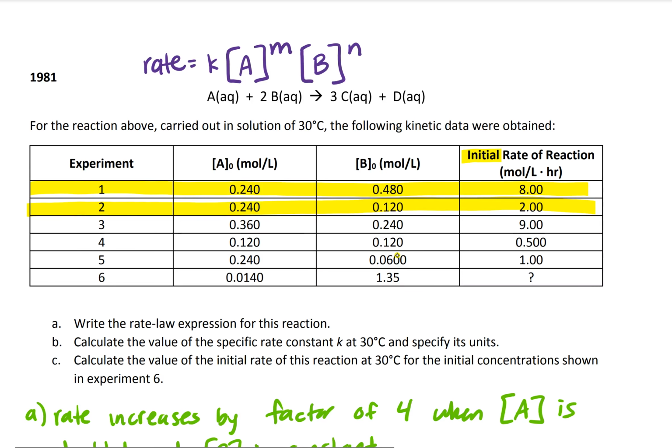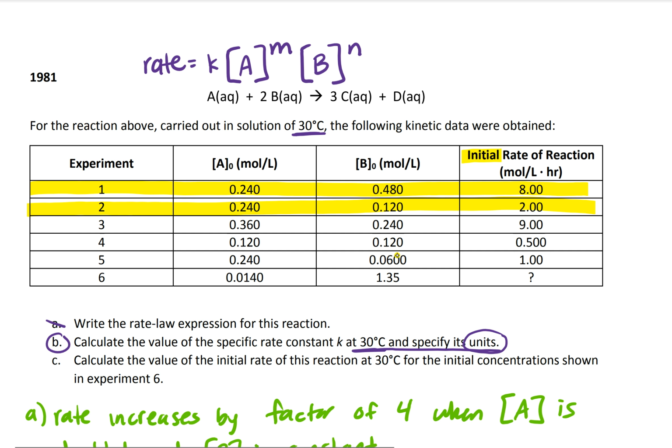Okay, now that we have solved part A, let's move on to part B. Calculate the value for the specific rate constant, little k, at 30 degrees Celsius and specify the units. So k is a rate constant, but it's only constant when temperature is held constant. So they're saying specifically at 30 degrees Celsius because this reaction was carried out at 30 degrees Celsius. And units, very important for k, and I'll show you how to get those in just a moment.